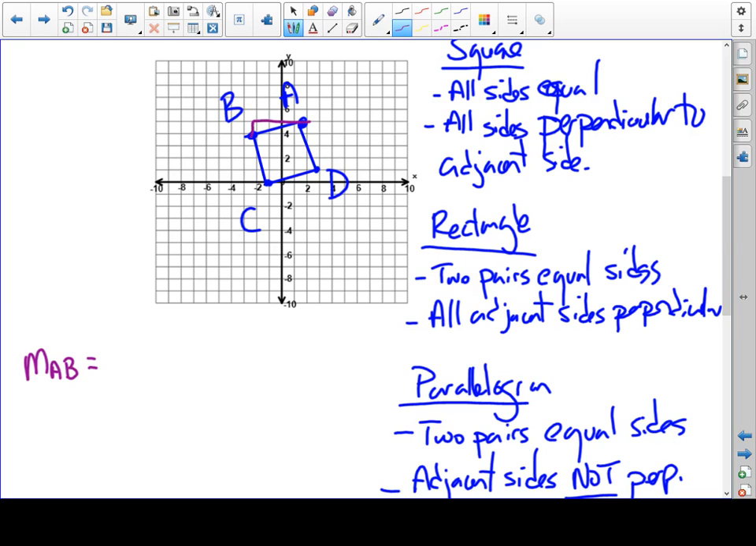Rise would be 1, run would be 4, right? Rise would be 1, run would be 4. So the slope is 1/4. Done.